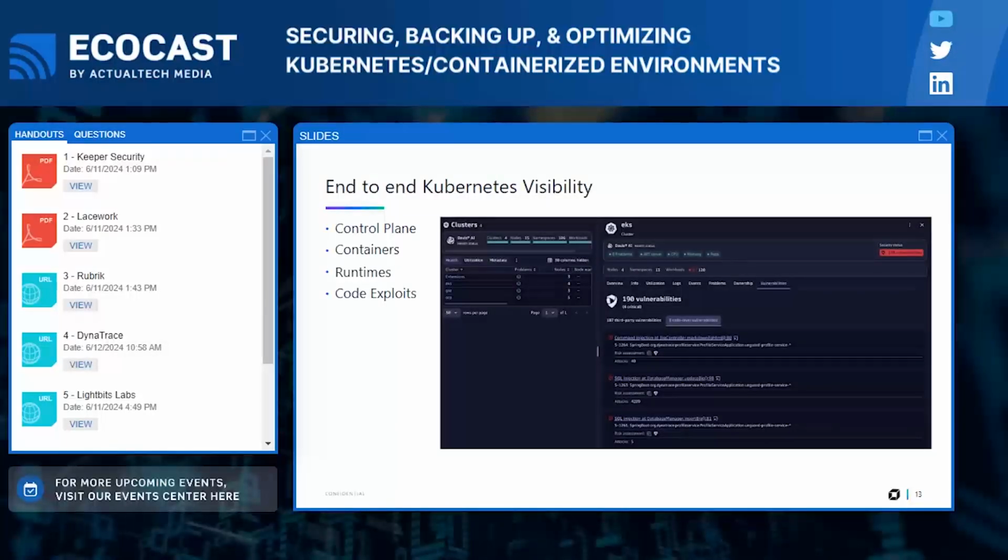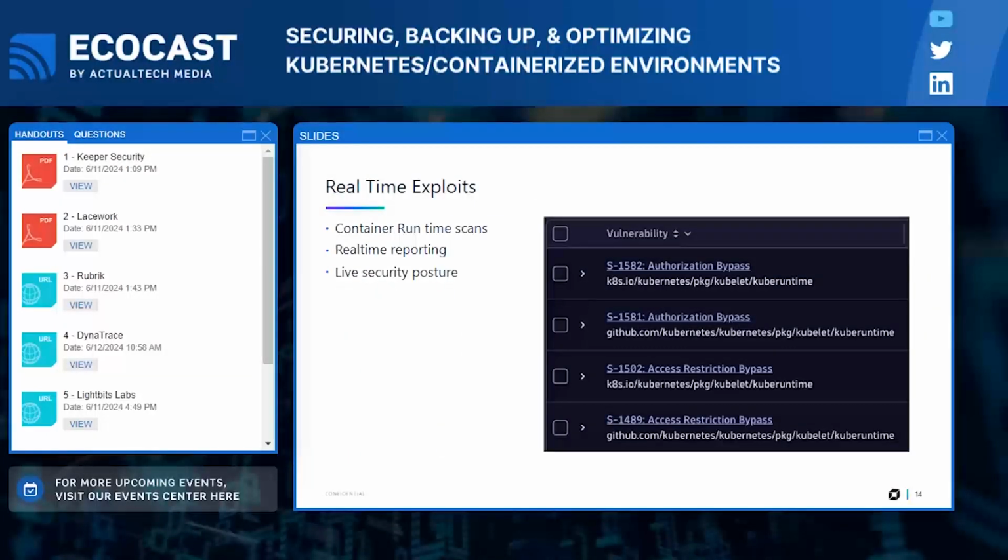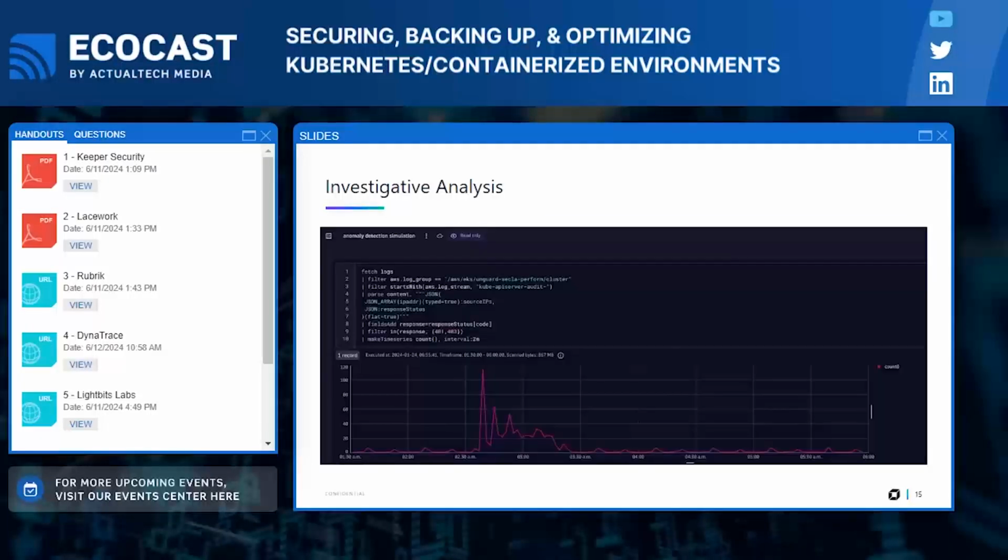And of course, for Kubernetes, we're providing end-to-end visibility. So it's not just about the containers or the code that's running inside them, but also the control plane, the runtimes, the exploits, right? Is your version of Kubernetes up to snuff? Do you have an endpoint or an egress point that is accessible from the internet? And can that be exploited? Within the containers themselves, of course, we're finding runtime scans, we're doing real live reporting and identifying security posture.